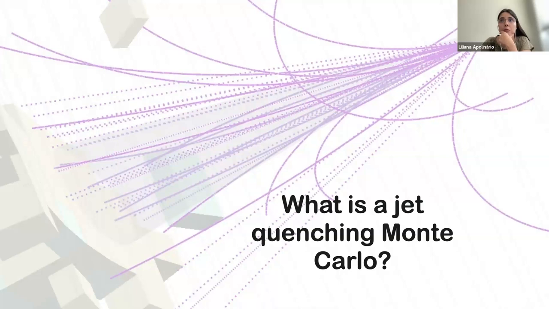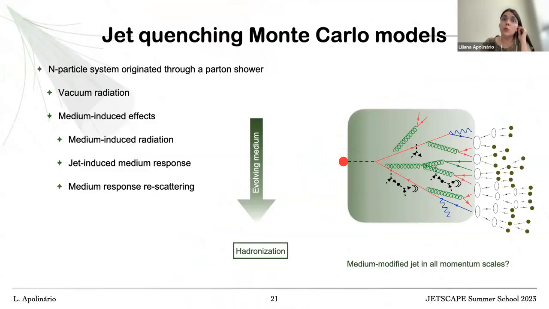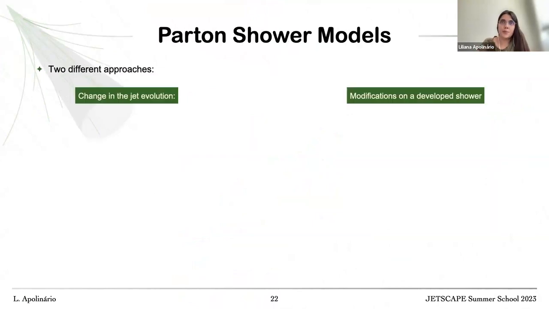Because now we are moving to exactly the things that you will work on throughout this week. So Monte Carlos try to look at the picture in a very broad sense, in which we want to simulate the n-particle system that originates through the whole collision. This again includes all the vacuum radiation, all the medium effects, the evolving medium, hadronization, and decays. This means that we want to include the medium modifications in all momentum scales and all the stages of the evolution after the quark-gluon plasma is formed.